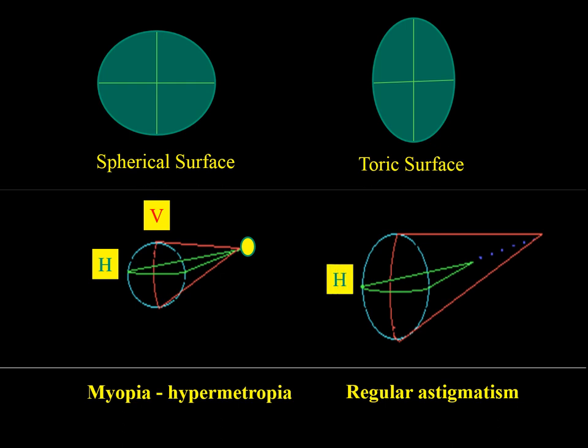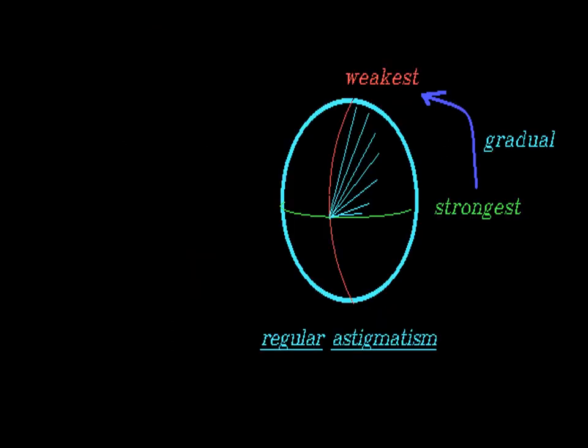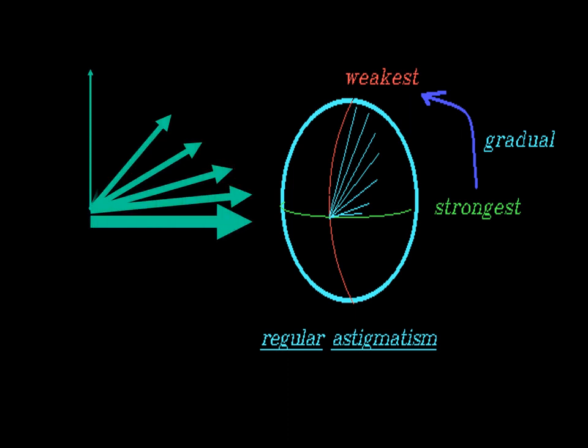In the case of a toric surface, the horizontal has strong power and the vertical has weaker power, so the focus is different, and the meridia in between will focus in between the two. So the end result is that the rays will focus in a line. This is the case with regular astigmatism. To have regular astigmatism, we have two meridia perpendicular to each other with gradual change of power as we go from the strongest to the weakest meridian.